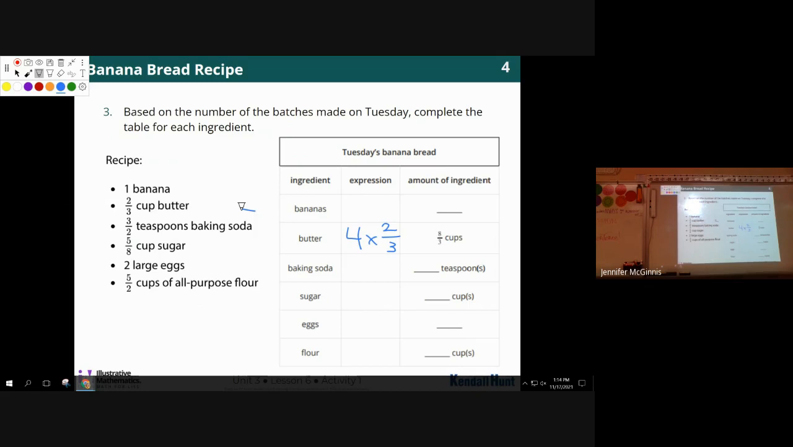The butter tells us how many batches have to be made. So if we make 4 batches of butter, we also have to make 4 batches of all of it, right? So 4 batches of bananas. What's my expression going to be for the bananas? 4 times 1 equals 4. What's my expression going to be for baking soda?